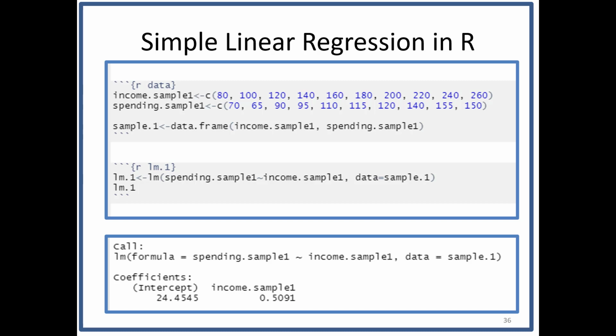When I call the object lm.1, I get these results here, and it calculates the coefficients. The intercept is 24.4545, and the slope is 0.5091. That is our estimate of the slope. 24.4545 is our estimate of the y-intercept for the sample that we entered above. In our next video, we will talk about standard errors and inference, about going from the sample estimates to say something about the population.